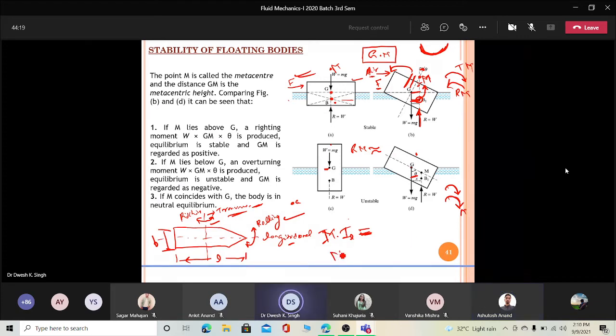And what is the moment of inertia about the transverse axis? T for transverse, this is your transverse axis, that vertical line, and horizontal is for longitudinal. And this is our dimension, L and B. Who will answer? L is the length, B is the width of the ship, any ship.